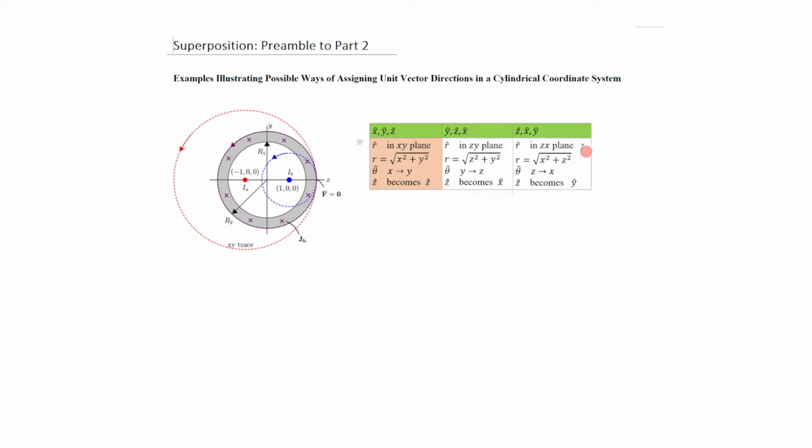We could also look at the zx plane, in which case the magnitude of the radius in the zx plane would be the square root of x squared plus z squared. And theta hat in this case would point from z to x. The vector pointing out of the zx plane would be y hat. So just keep this in mind. It's a very handy reference point. These are all still right-hand conventions, but applied to different planes.